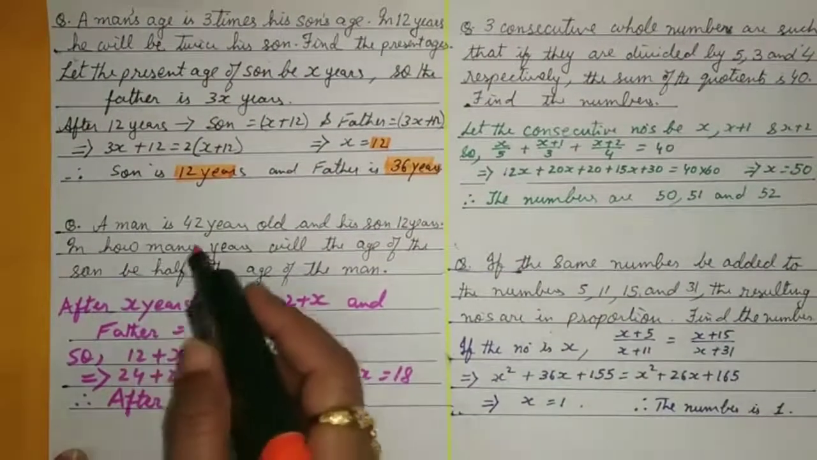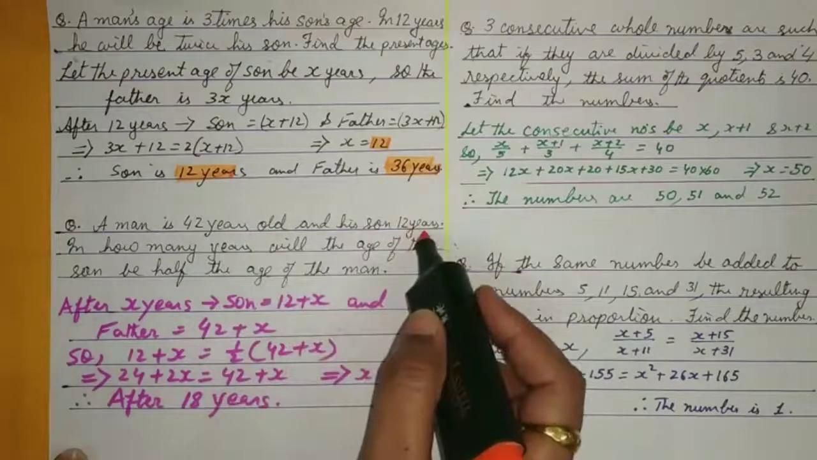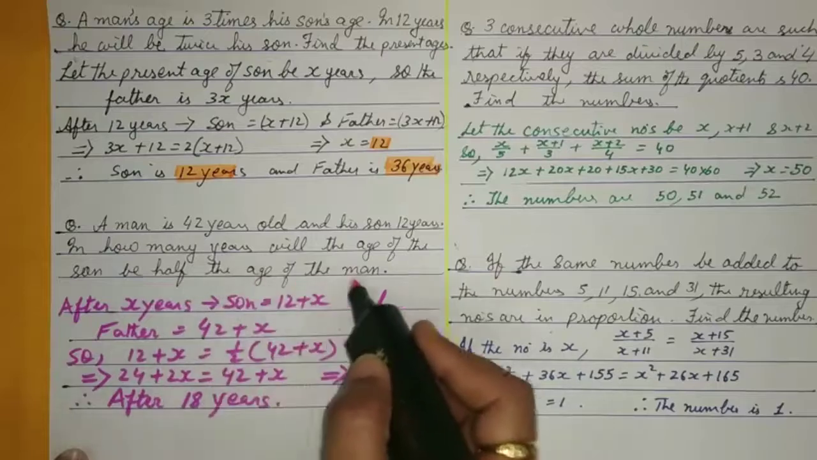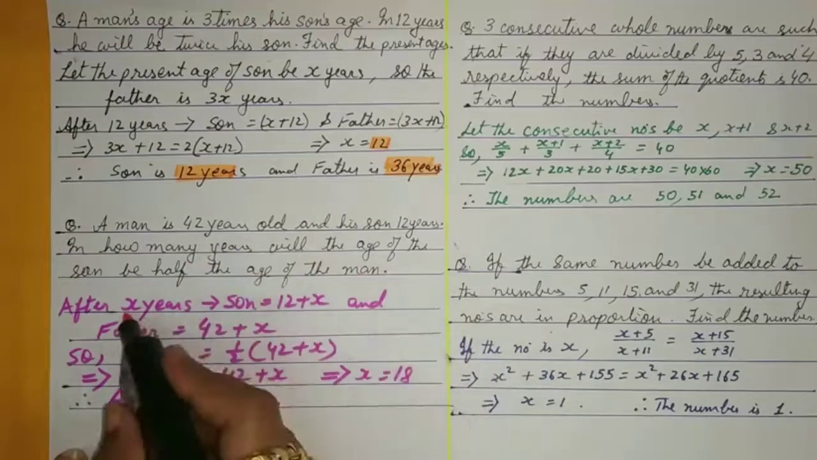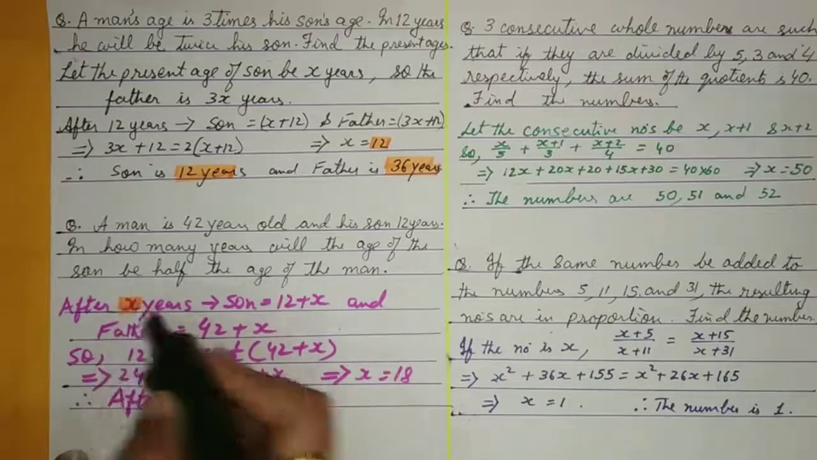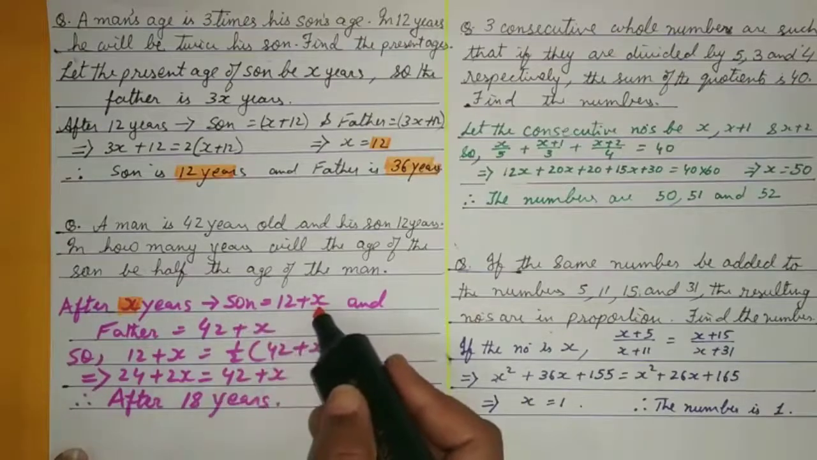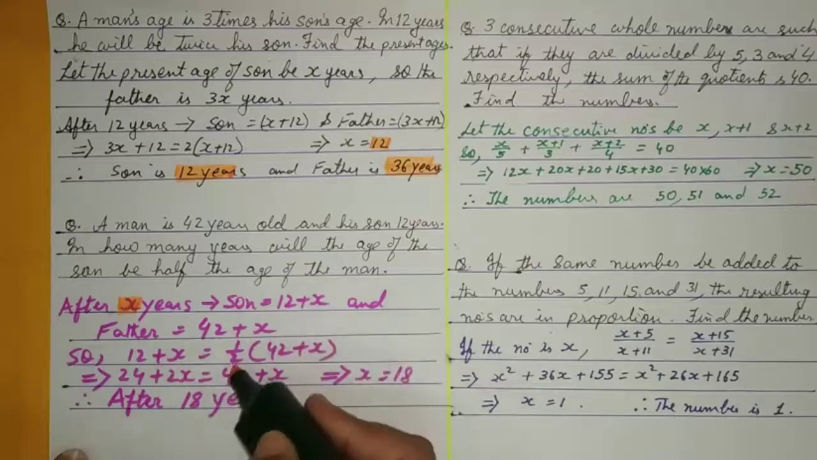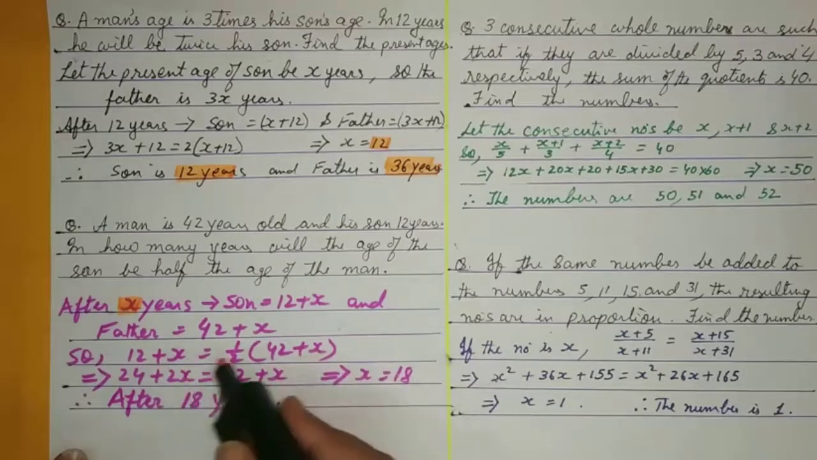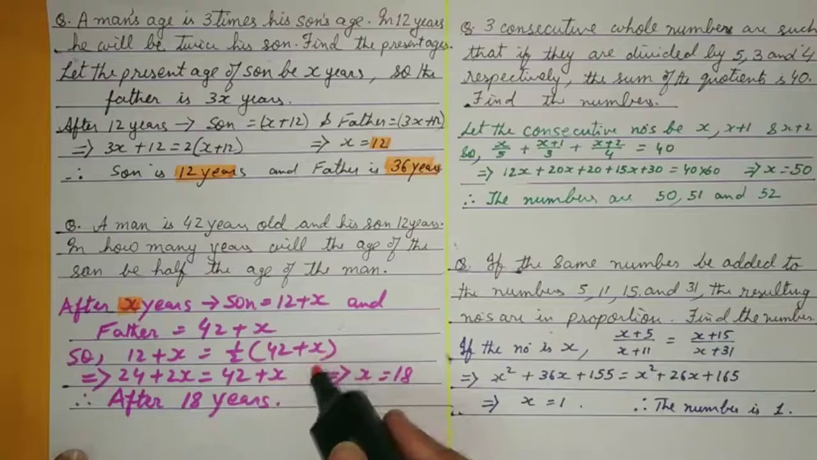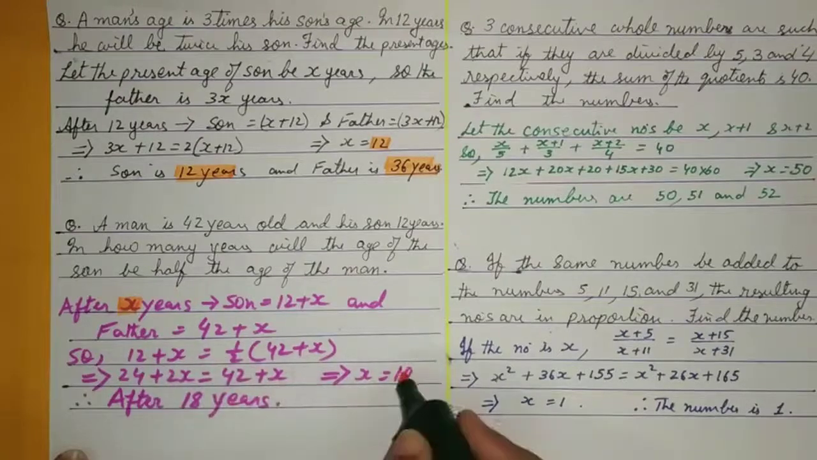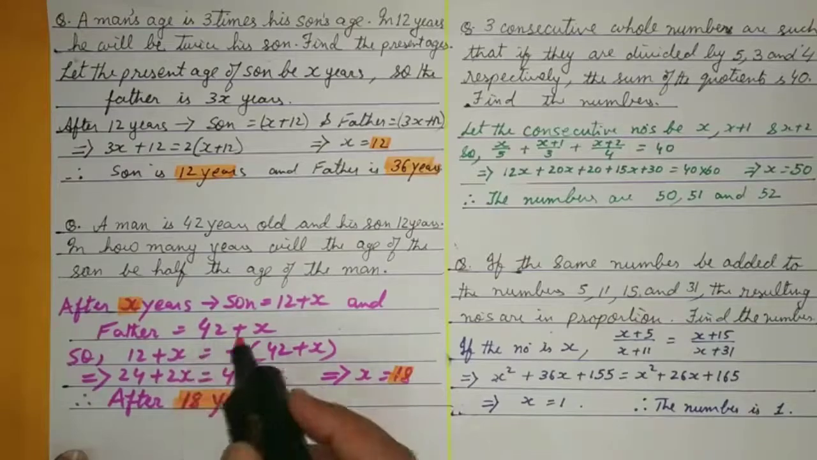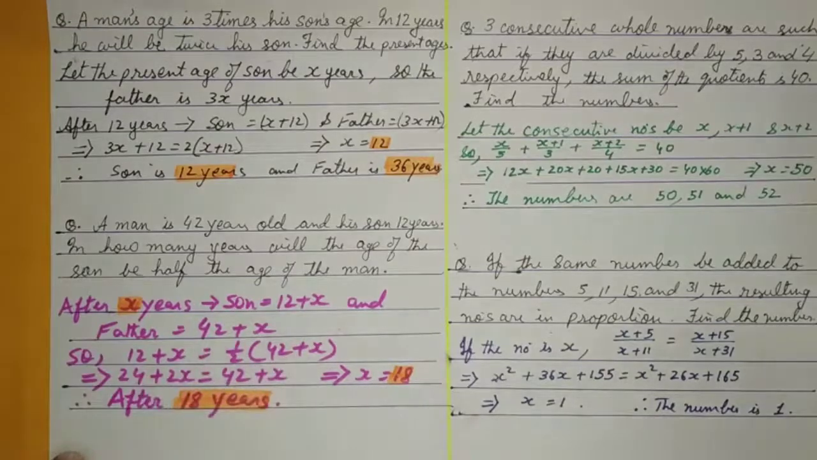Next. A man is 42 years old and his son 12 years. After how many years will the age of the son be half the age of the man? So let the number of years be x years. After x years, the son will become 12 plus x and the father will become 42 plus x. And the relation is the son becomes half the father. So 12 plus x is 1 by 2 into 42 plus x. On cross multiplying 2 here, you get x as 18. So after 18 years, the son will be half the age of the father.